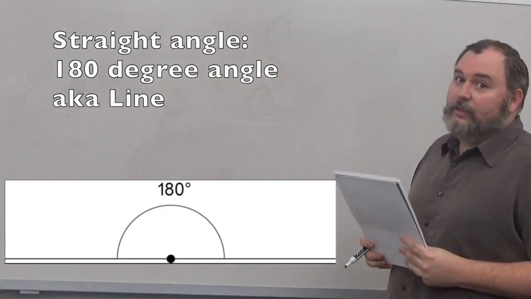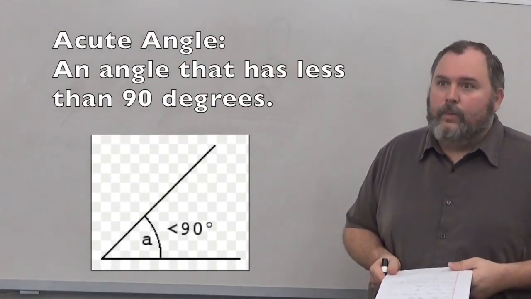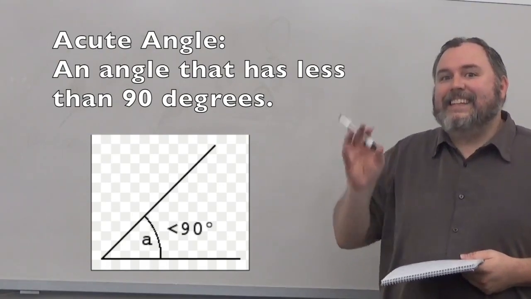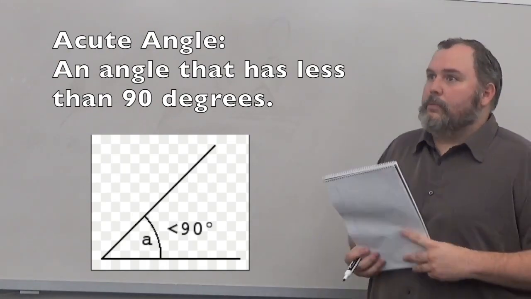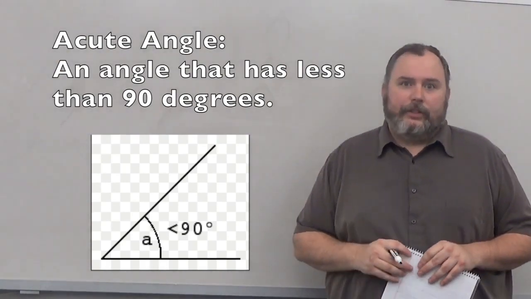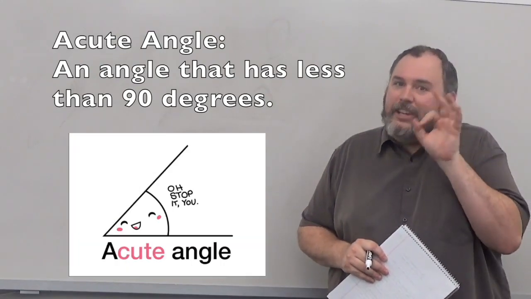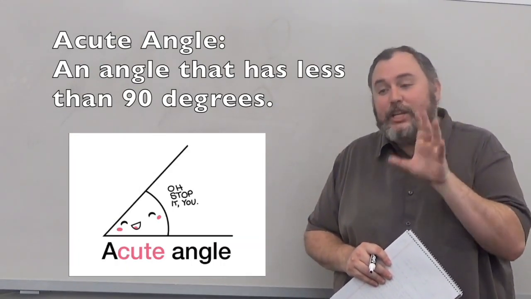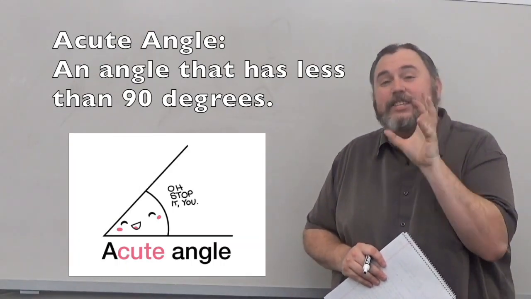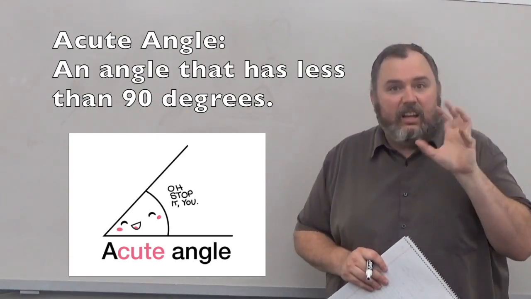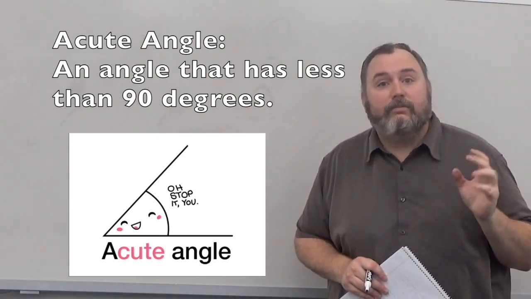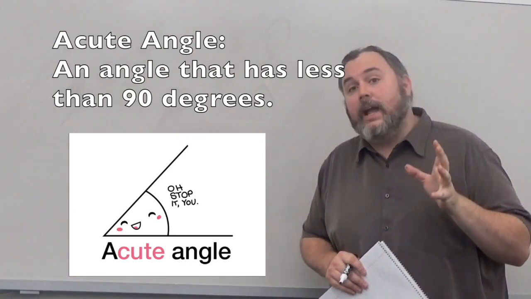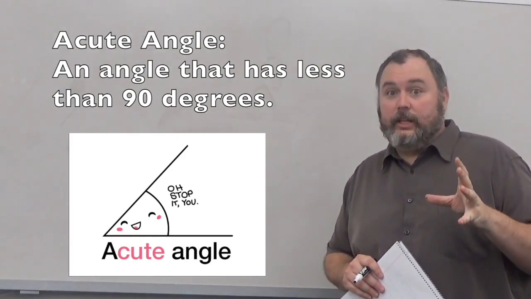Okay? The next one is an acute angle. It's an angle that has less than 90 degrees. Think back to probably when you were in elementary school. Your teacher said, you know how you can tell it's an acute angle? Because it's so tiny and so cute. If that helps you remember it, fine, okay? An acute angle is less than 90 degrees.